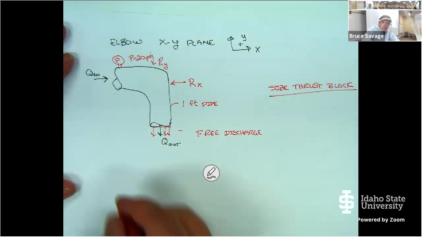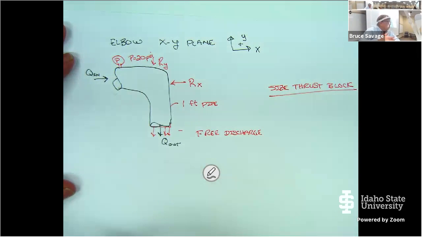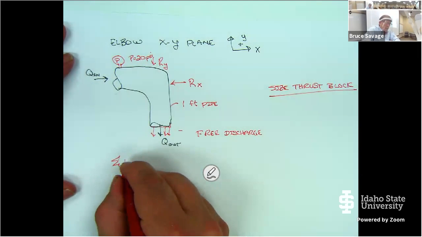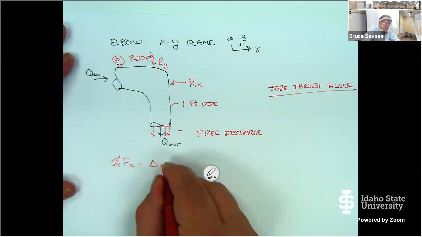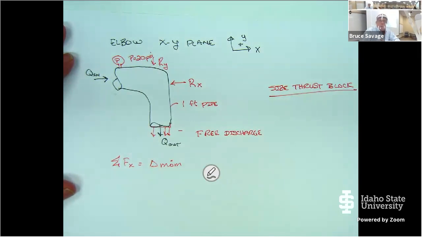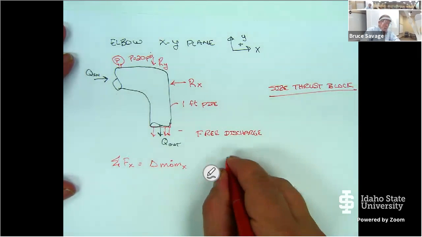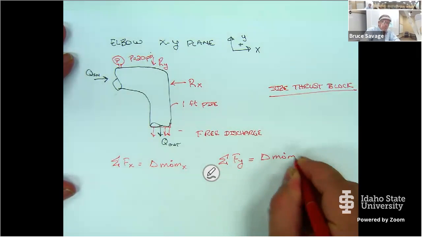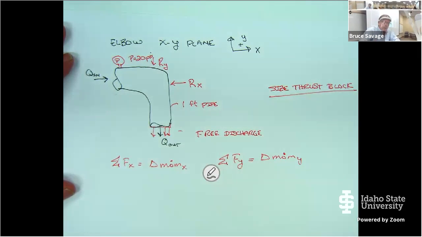Well, we know to do a thrust block, we need to get Rx and Ry, so we break these up into their individual components. So we could get the sum of the forces in the X direction is equal to the change in the momentum flux. I'm going to do that delta mom dot in the X direction. And the sum of the forces in the Y direction is equal to delta mom dot in the Y direction, the momentum flux in the Y direction. But in order to get the momentum flux in either direction, I need to know the flow rate and the velocity. Now I know the diameter, so if I know the flow rate, I know the velocity. So the diameter gives me area, right? So I have to know the flow rate.